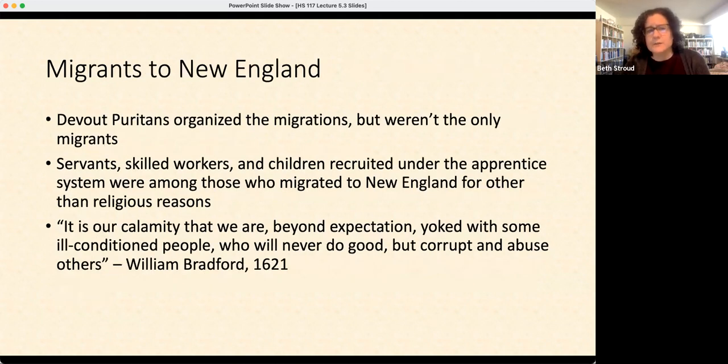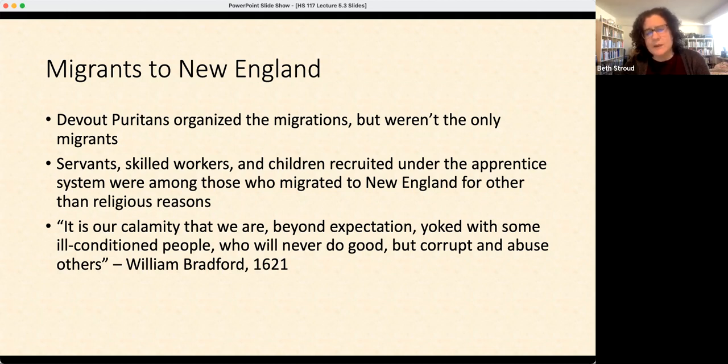The migrants to New England were devout Puritans, and they organized the migrations, but they weren't the only ones to migrate. The migrations included servants, skilled workers, and children recruited under the apprentice system. So some of them were migrating for other than religious reasons.